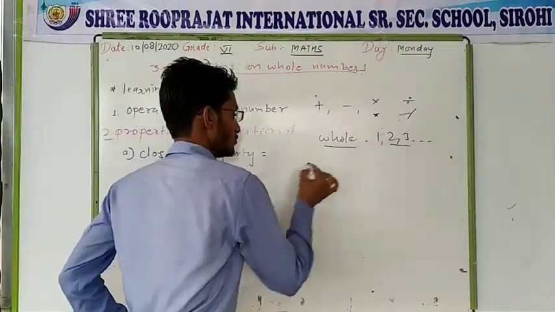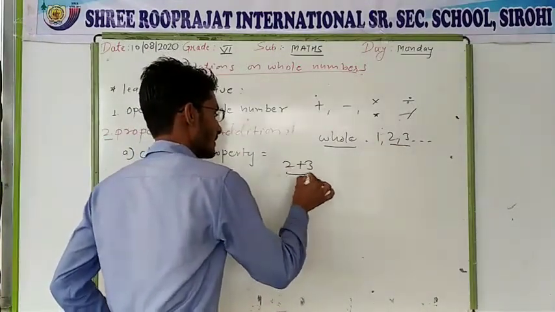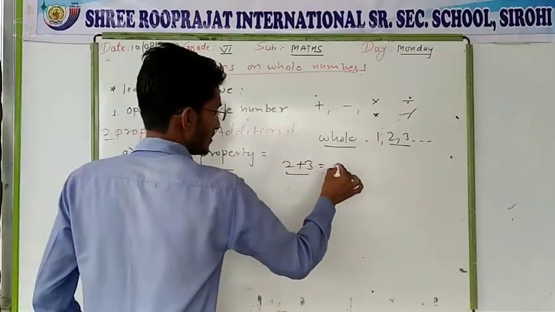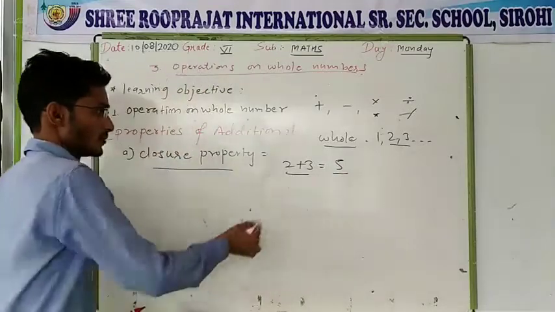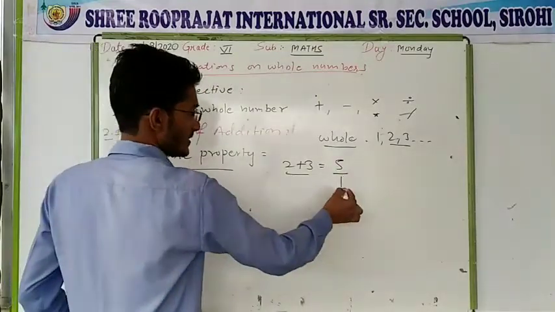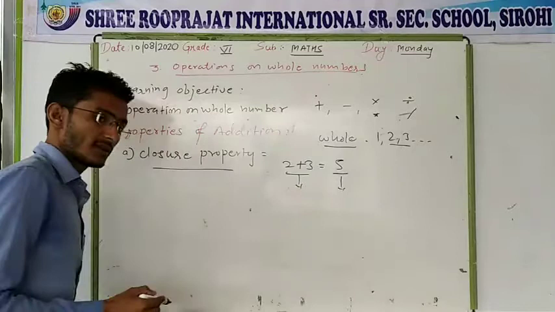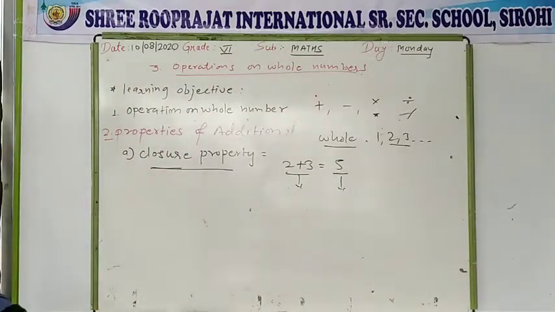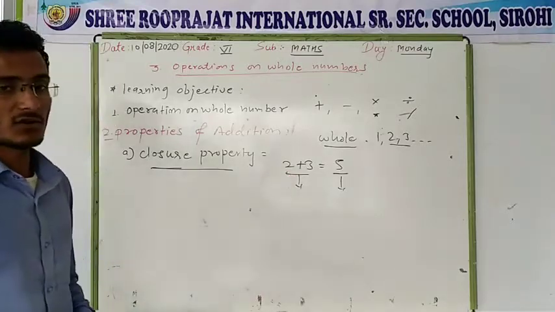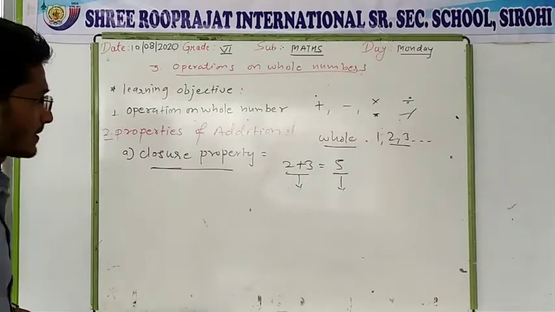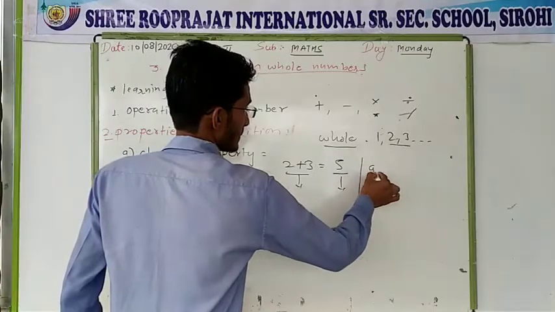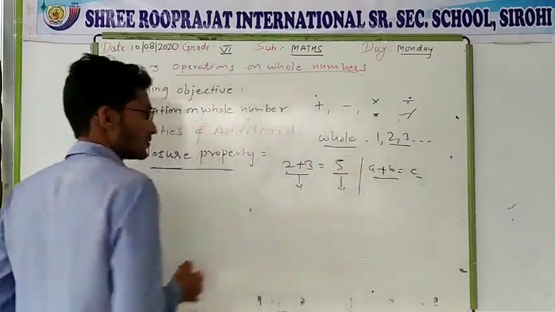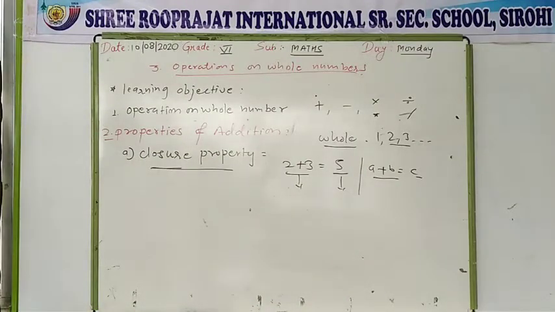The closure property is when we add two whole numbers. Suppose I take 2 and 3. If we add two whole numbers and we get a whole number as a result, 2 and 3 are whole numbers and 5 is also a whole number. If we add two whole numbers and get a whole number, that is called the closure property. If we are not getting a whole number, then it is not closure. Or you can say A and B are whole numbers and C is also a whole number, so A plus B equals C.